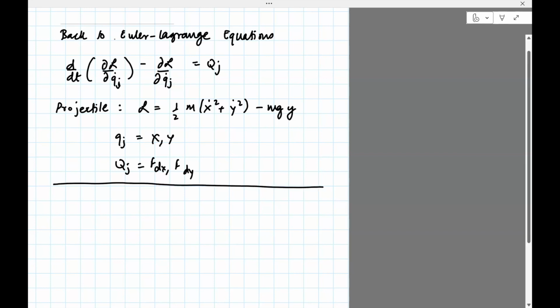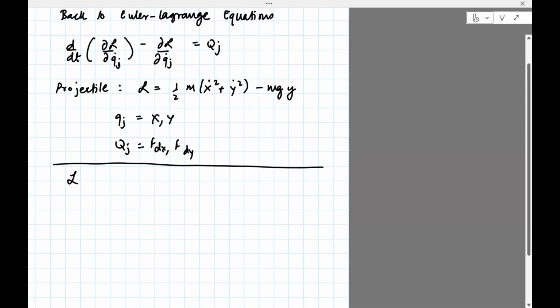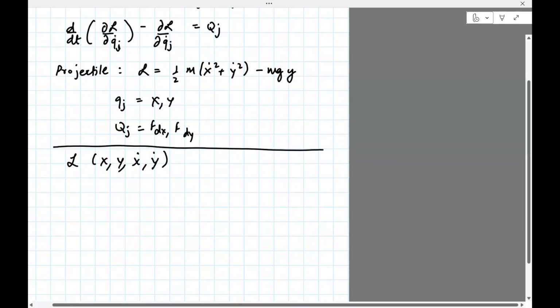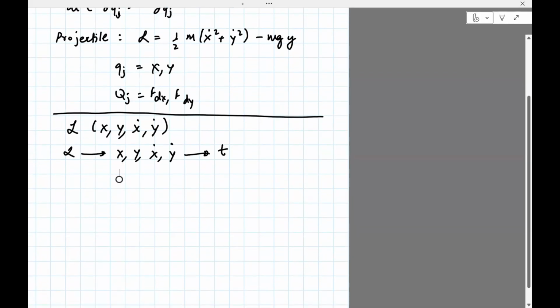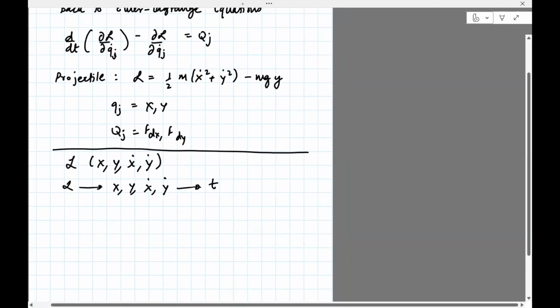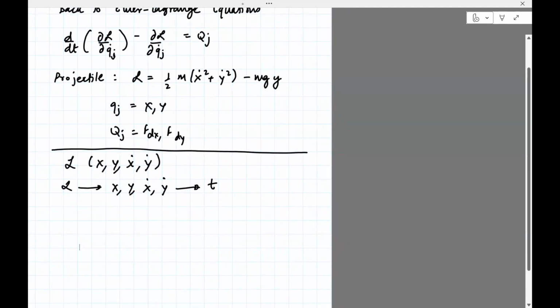So what we notice here is how this is connected with the chain rule: the Lagrangian is actually a function of x, y, x dot, y dot. Now it's not a function of t, but I just write it in that fashion to make it more generic. So we have L as a function of x, y, x dot, y dot, and t. For this equation, we need to take q_j equals x, q_j equals y. Let's see what happens when you do that.